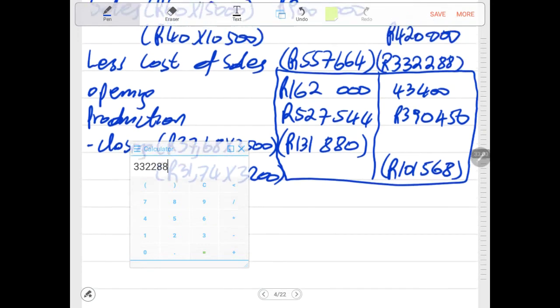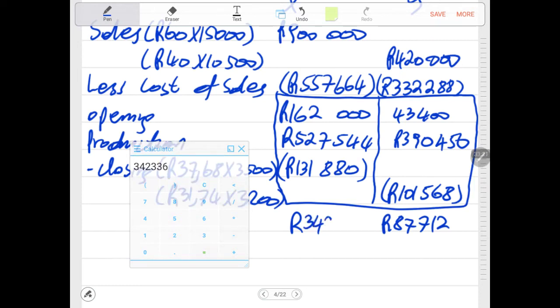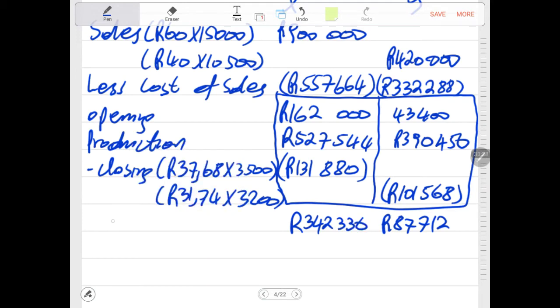332,288. Then after we say minus 420,000 to get to our gross profit, which is 87,712, and gross profit here will be 900,000 minus 557,664, we get 342,336. So this is the response to the first requirement to calculate our gross profit.